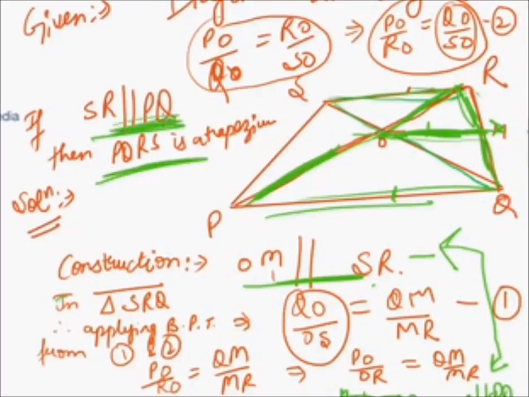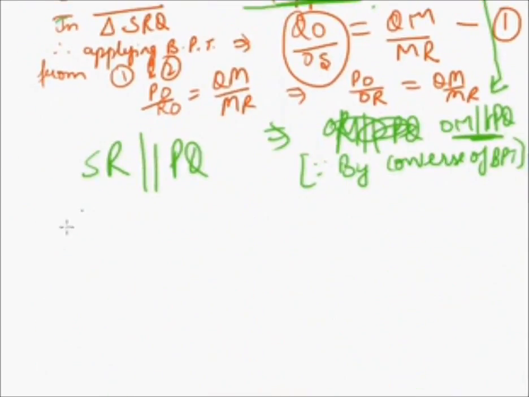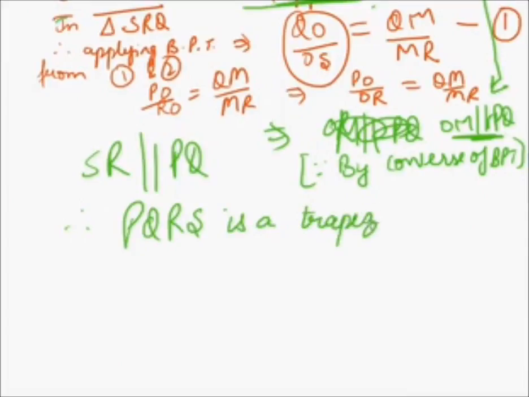Since SR is parallel to PQ, therefore PQRS is a trapezium. Hence the given question has been proved. The given statement has been proved.